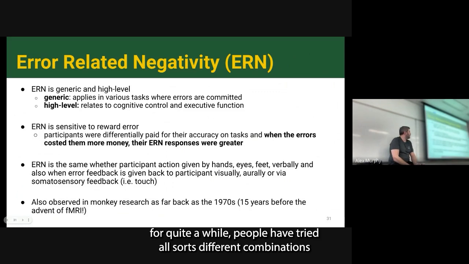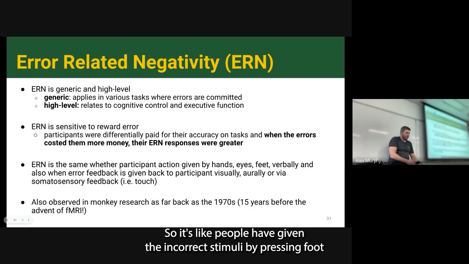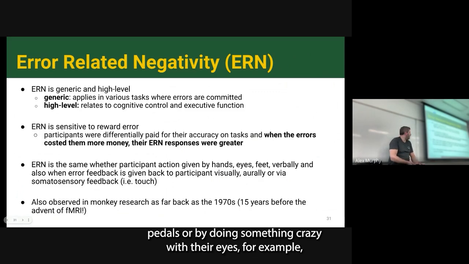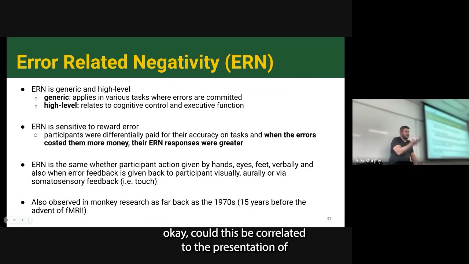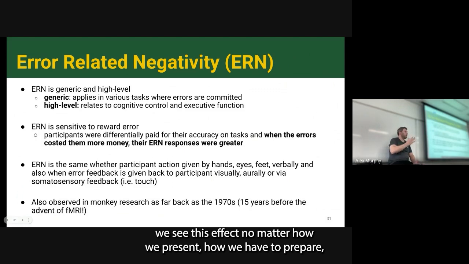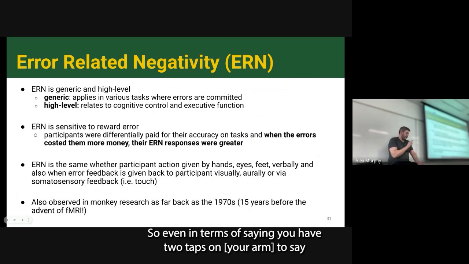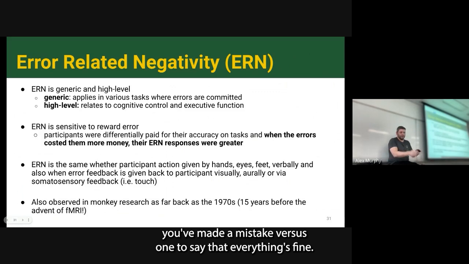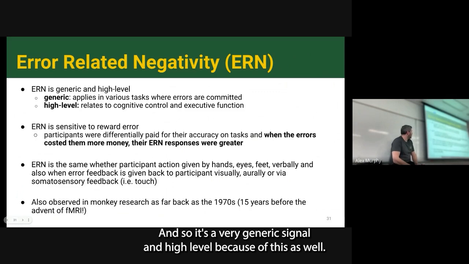Because this has been known for quite a while, people have tried all sorts of different combinations of how to give answers in this, or how to present the answers back. People have given the incorrect response by pressing foot pedals or by doing something crazy with their eyes, for example, and also presenting the feedback differently, just to get a broader sense of whether this could be correlated to the presentation of feedback. You want to be able to say, okay, we see this effect no matter how the participants signal their response in the task, or how we present feedback. So even if you have 2 taps on your shoulder to say you've made a mistake versus 1 to say that everything's fine, or that you made a correct prediction, you always see this ERN. So it's a very generic, high-level signal because of this as well.